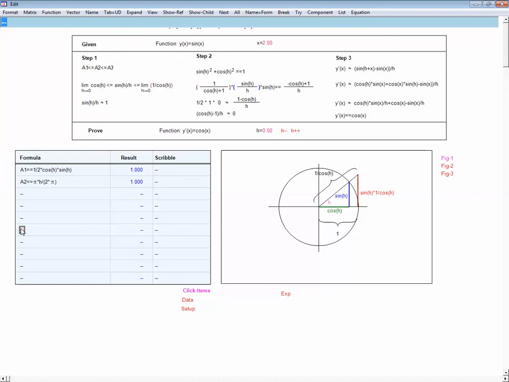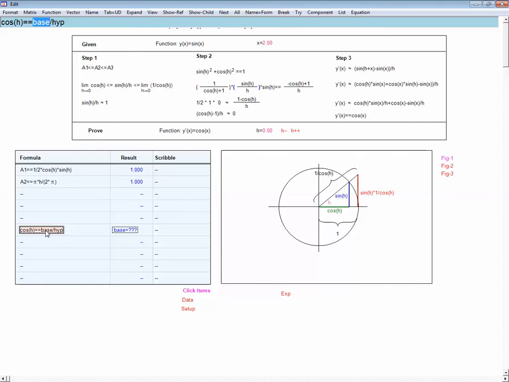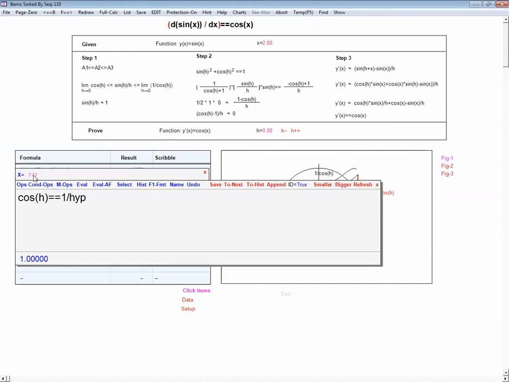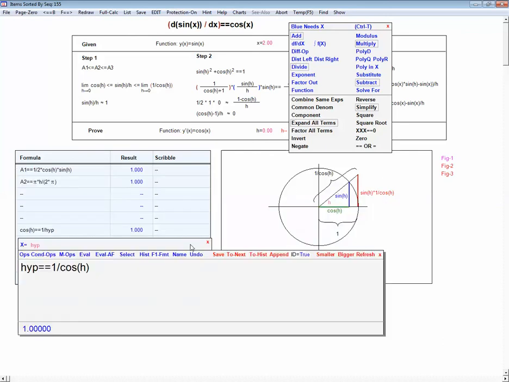We can write the following formula. We can say that the cosine of h is equal to the base over the hypotenuse. Well, the base in this case is just 1. So we can solve for the hypotenuse, and it's going to be 1 over the cosine of h. So that's where this comes from. The hypotenuse of the big triangle is 1 over the cosine of h.